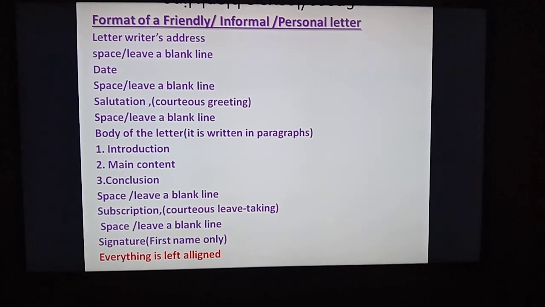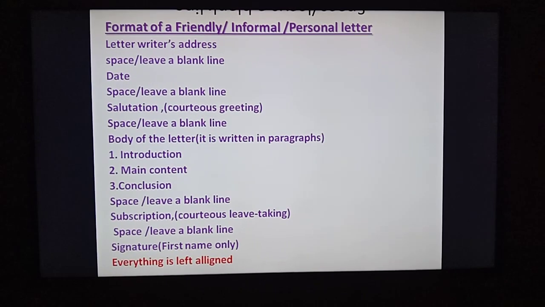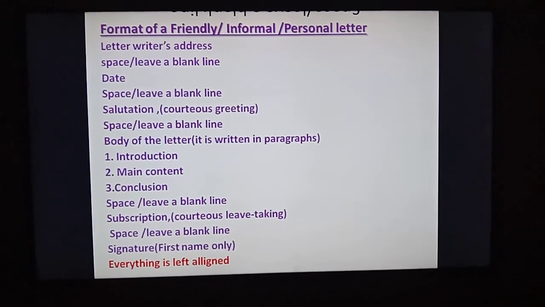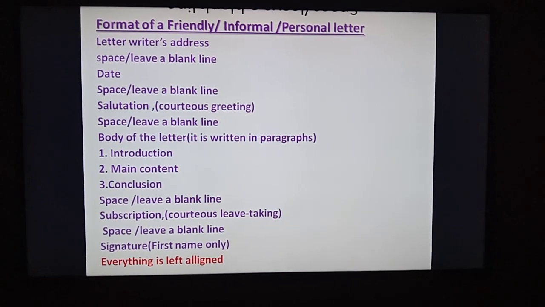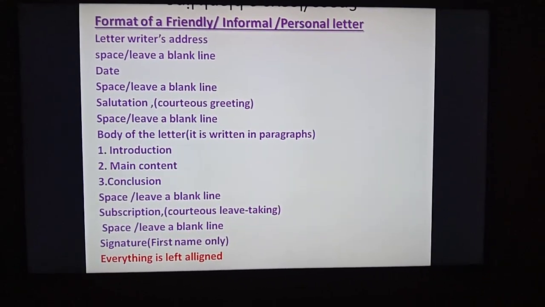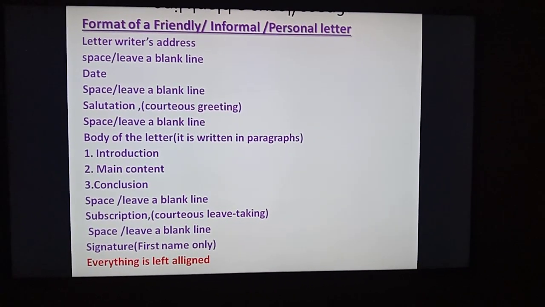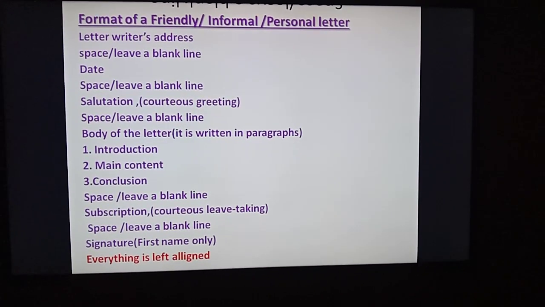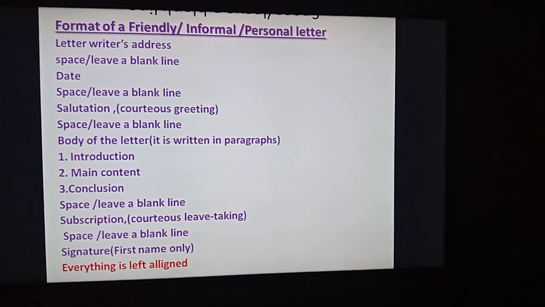Here we have the format of a friendly, informal, personal letter. Just pay attention, children. It's a very important thing, and all these points you need to keep in your mind. The first thing that we write is the letter writer's address. You have to write your address when you're writing a letter to your friend or relative or any acquaintance. It can be in 2 to 3 lines.